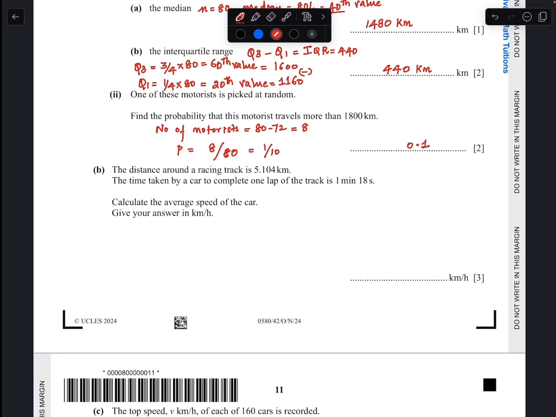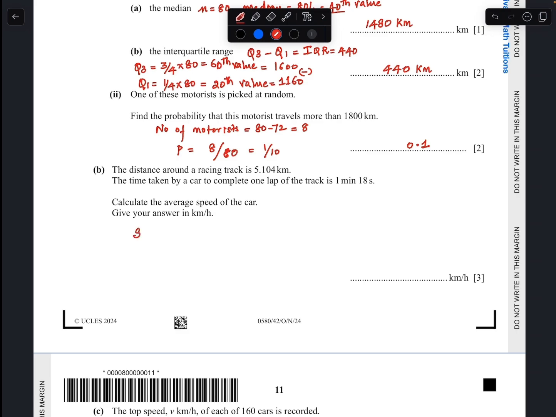Section B, subdivision B. The distance around a racing track is 5.104 kilometers. The time taken by a car to complete one lap of the track is 1 minute and 18 seconds. Calculate the average speed of the car. Give your answer in kilometers per hour.